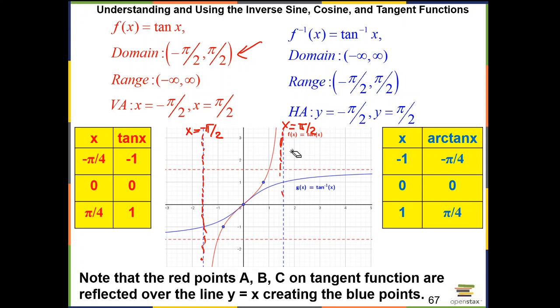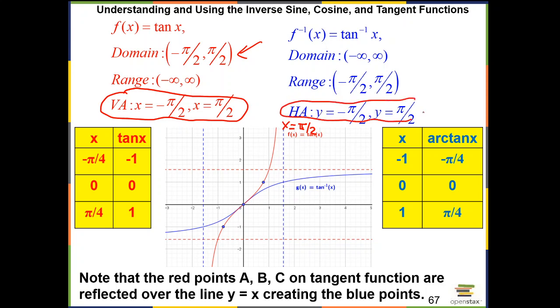So what happens to the vertical asymptotes? Well, since we switch x and y, they turn into y equals constants. So the two vertical asymptotes of tangent, these two blue ones here, turn into what? Horizontal asymptotes, because we change x to y, and they're going to be this one right here and this one. Okay? And those are the horizontal asymptotes for what? For tangent inverse or arc tangent.